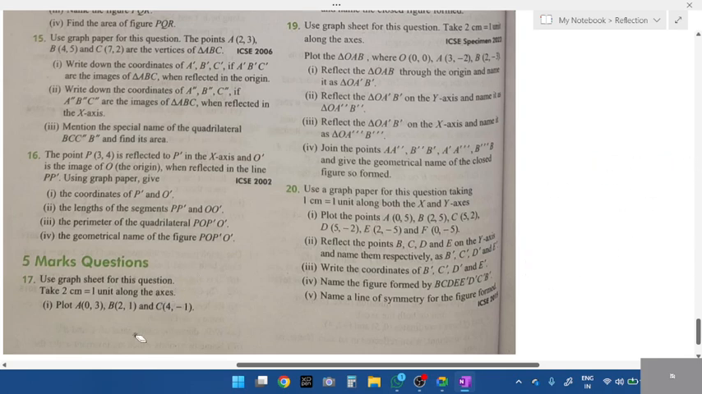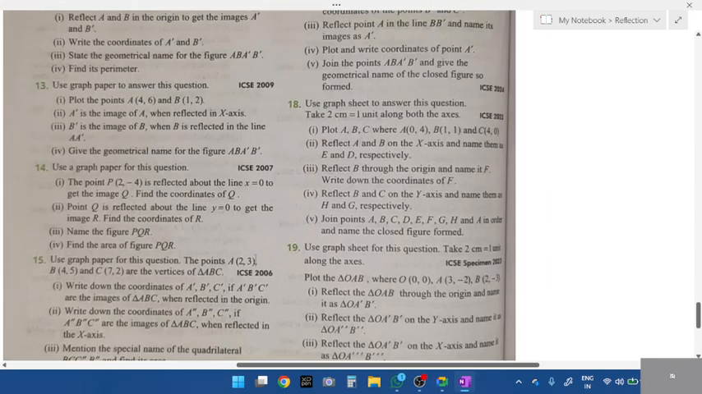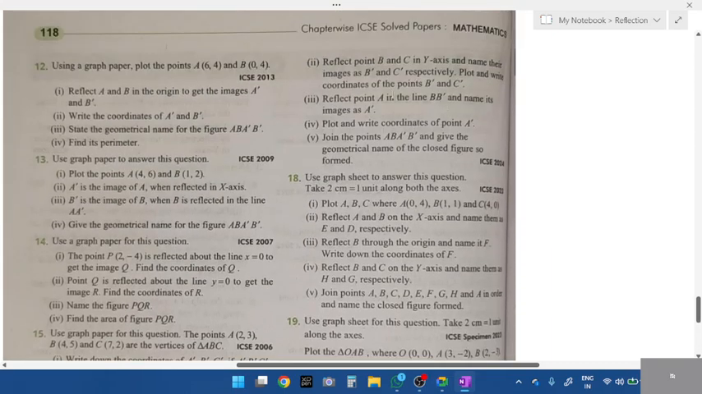Sometimes they won't give the value. Okay, A value is 0, 3, B is 2, 1, C is 4, comma minus 1. Start this. Reflect point B and C according to the axis, y axis, sometimes in origin. Write the coordinates. Reflect point A. Name its image as A dash. Plot and write the coordinates of point A. Join B dash. Give the geometrical figure a close.